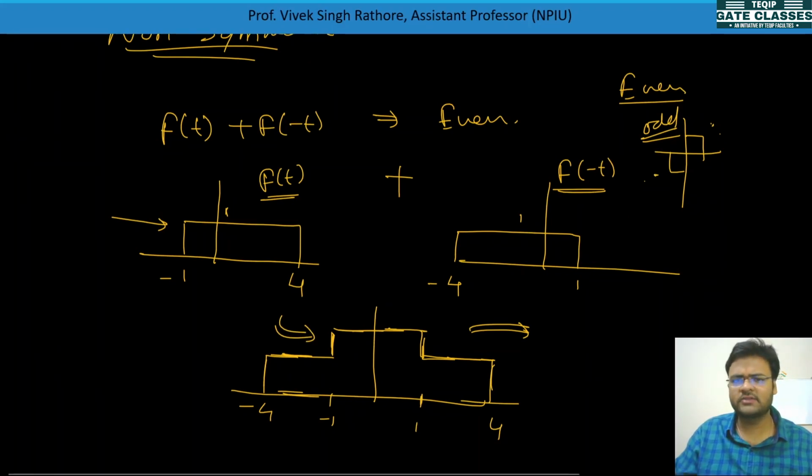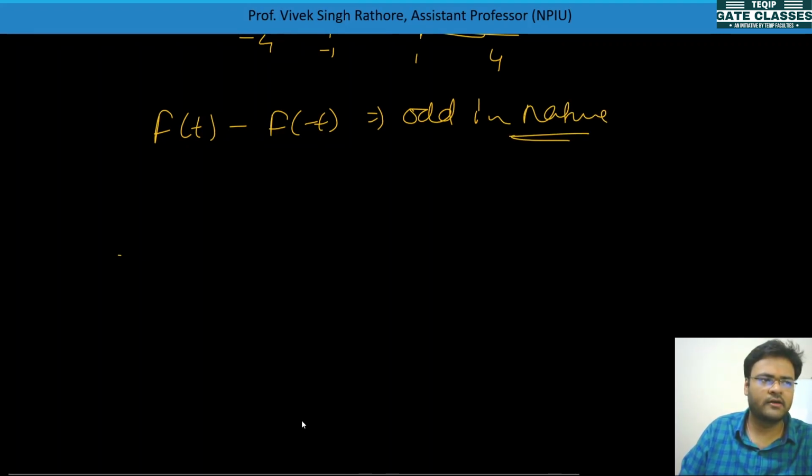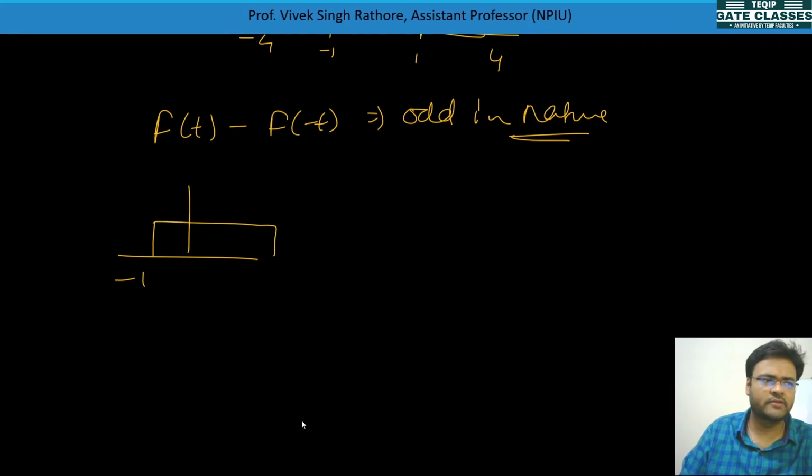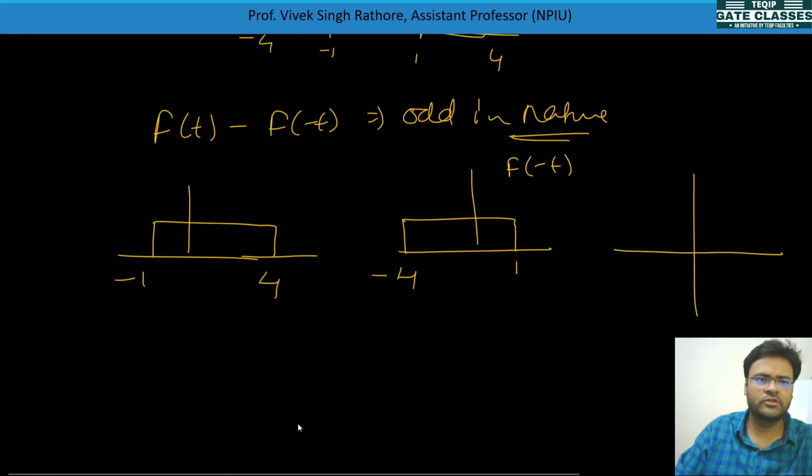So this can be asked in some objective type of questions, and whenever we do f of t minus f of -t, we will always get an odd signal. Okay, if you want to try, you can try also. Here f of t was there, from -1 to 4, and this was 1 and -4. If you want to see minus f of -t, we can plot it like this, 1 and -4, and this value is 1 -4.